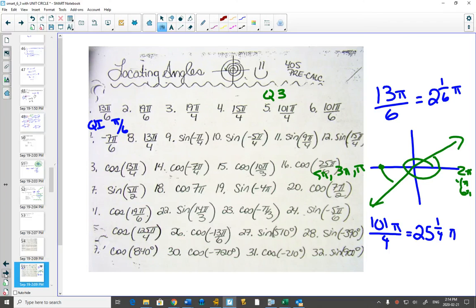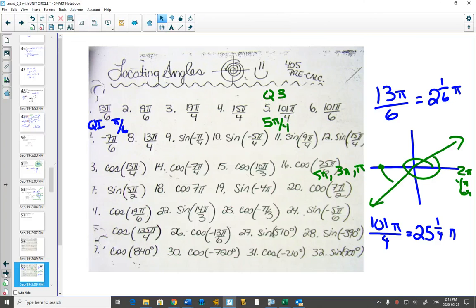What's the pi over 4 family member in quadrant 3? 5 pi over 4. If you can figure out, hey, quadrant 3, it's always one more than the denominator. Like pi over 6 in quadrant 3, 7 pi over 6. Pi over 3, 4 pi over 3. Pi over 4, 5 pi over 4. So that's one of the patterns to help you figure out your unit circle.